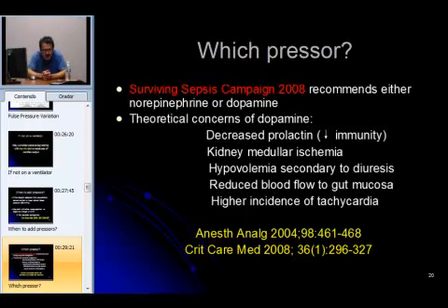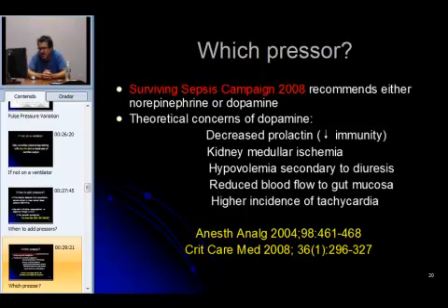There are some theoretical concerns about using dopamine. I don't use dopamine; I was trained using Levophed, and I use Levophed most of the time. But there's nothing wrong with using dopamine. I mean, it might decrease the immunity, so they say, by decreasing prolactin.